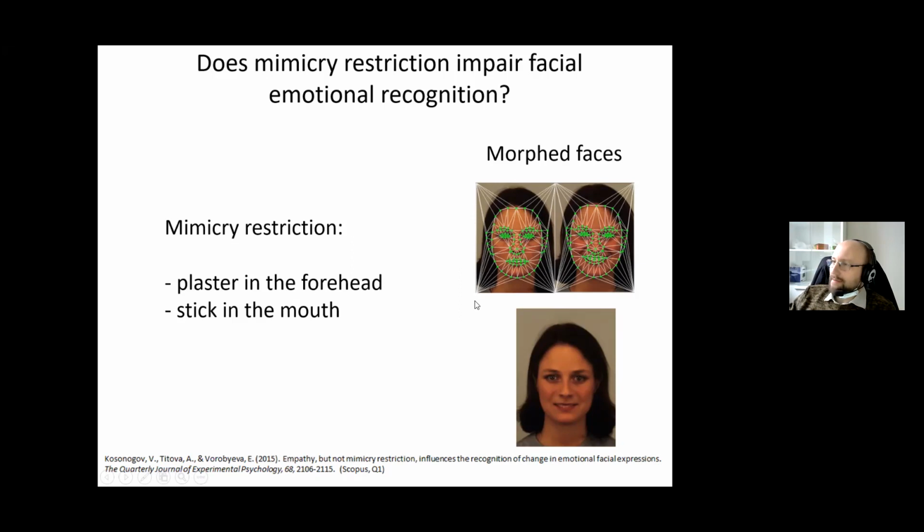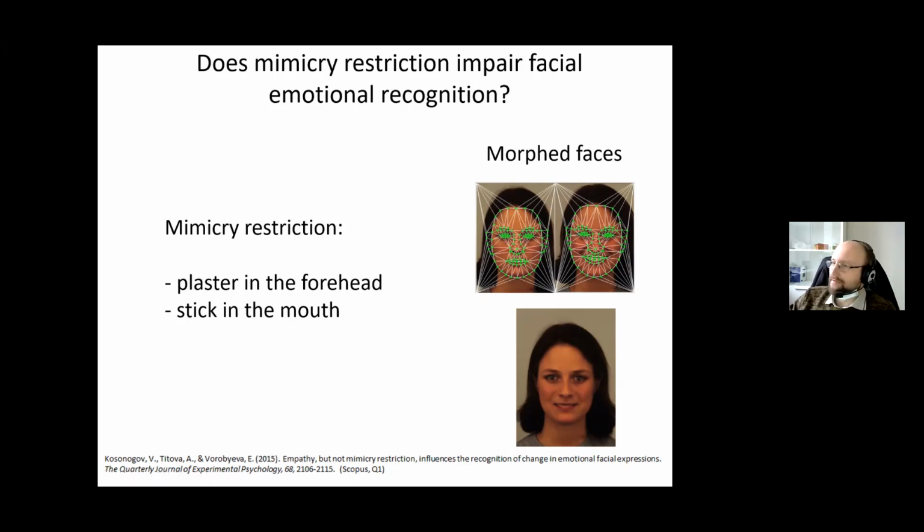We presented a lot of faces with different levels of expression, let's say. For example, here in this woman, it's a morph between happiness and maybe semi-happiness, something like this. But what we did, we restricted their mimicry. It's a very easy way. If you apply a very strong plaster to different muscles, you can try to stop the automatic imitation.